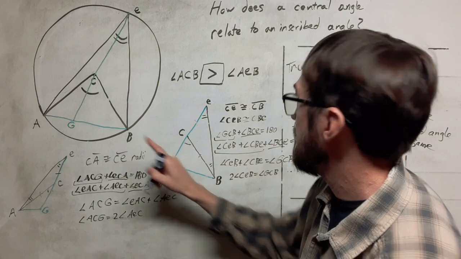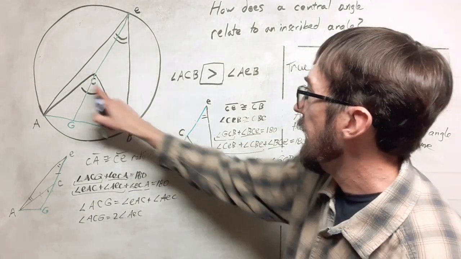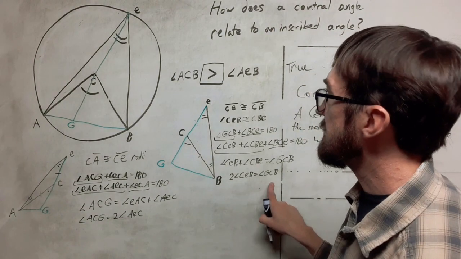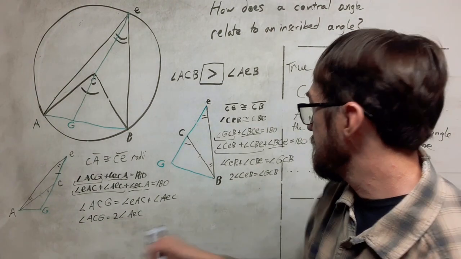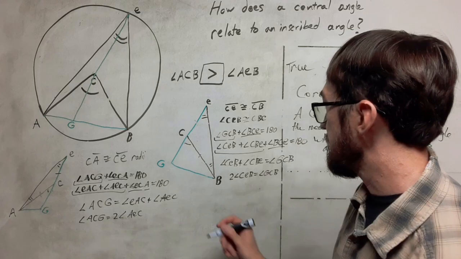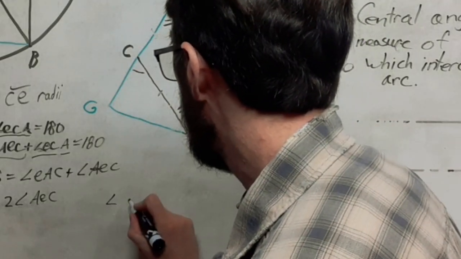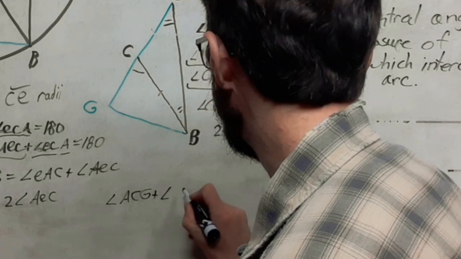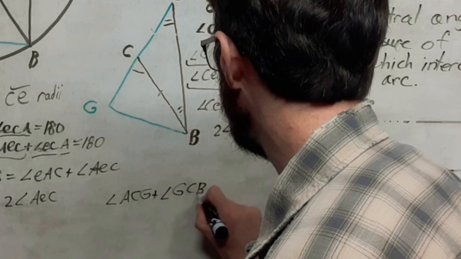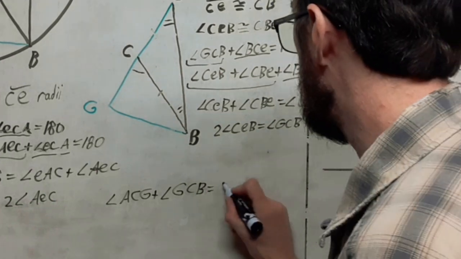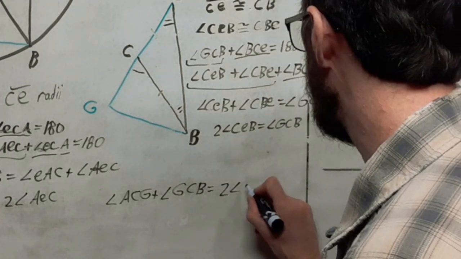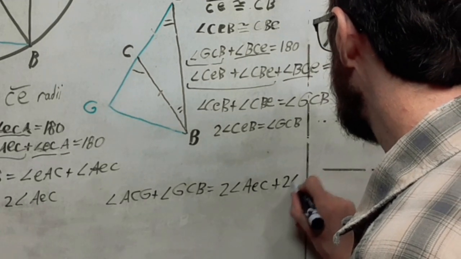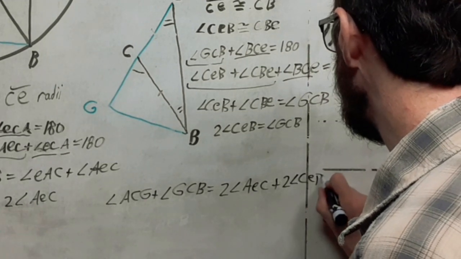ACG and GCB added together make ACB. So this angle plus this angle. So we're going to add those together and add these two together. Angle ACG plus angle GCB has to be equal to 2 times angle AEC plus 2 times angle CEB.